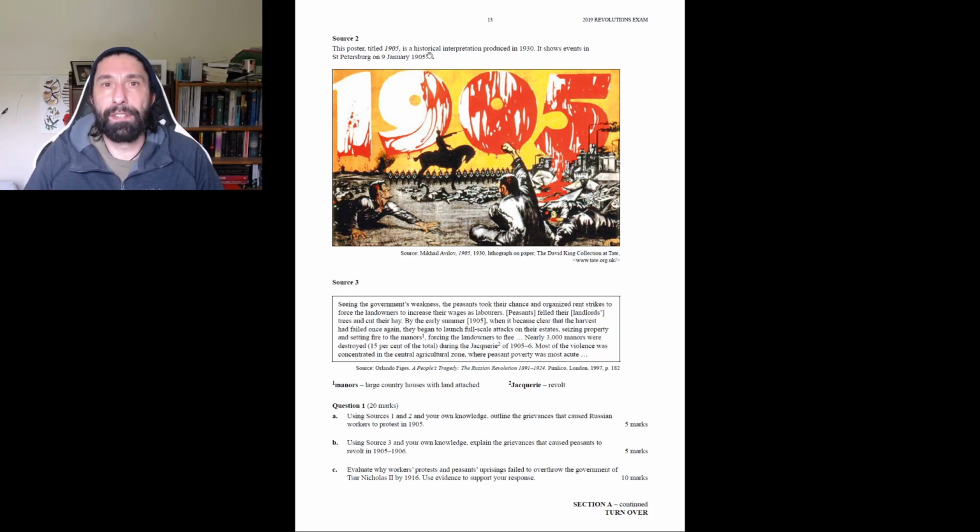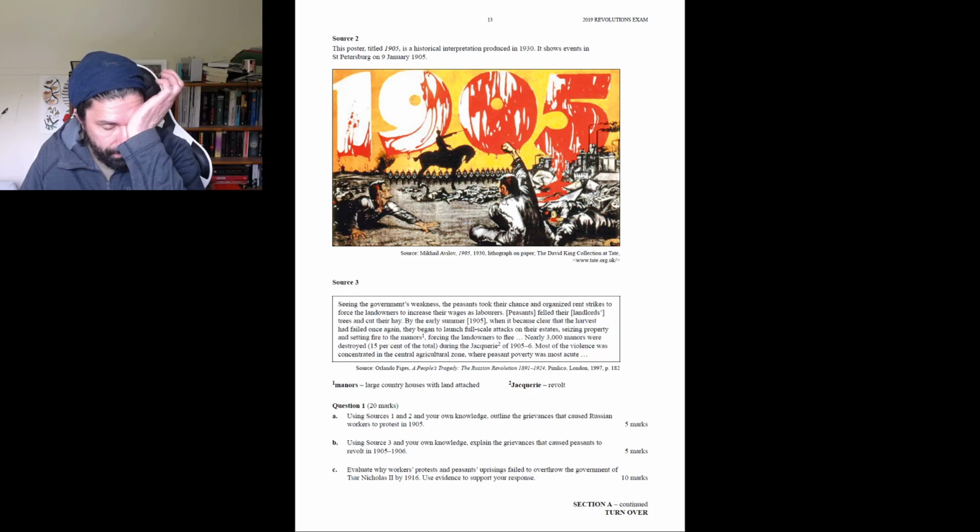This title, 1905, is a historical interpretation produced in 1930. It shows events in St. Petersburg on the 9th of January 1905. Even though it doesn't say specifically Bloody Sunday, we know from our study that this is what this image is referring to. And you can see all of the protesters having been shot by the police when Tsar Nicholas wasn't even in St. Petersburg at the time. But anyway, so anything in here, these are features. The source information down here is actually a feature as well.